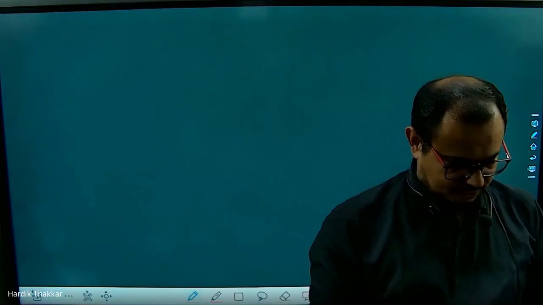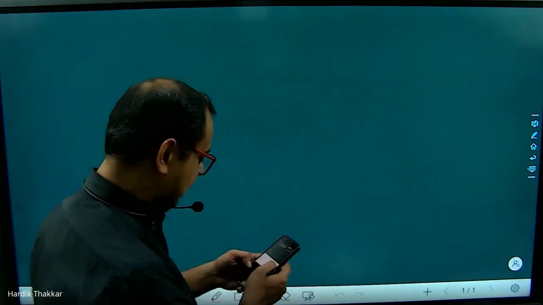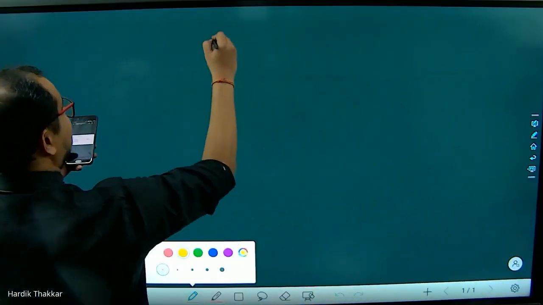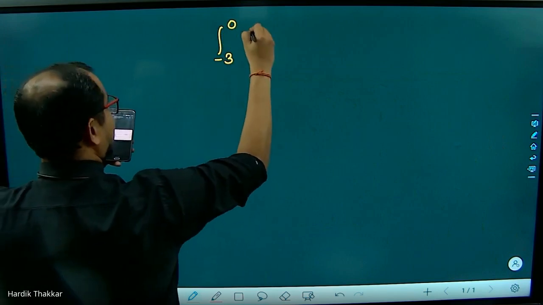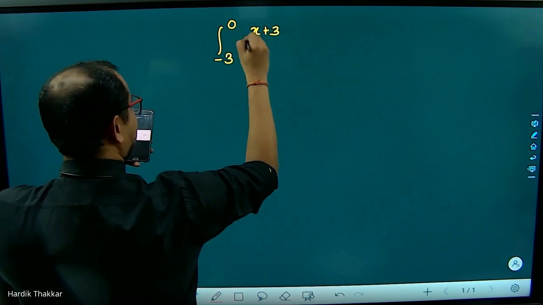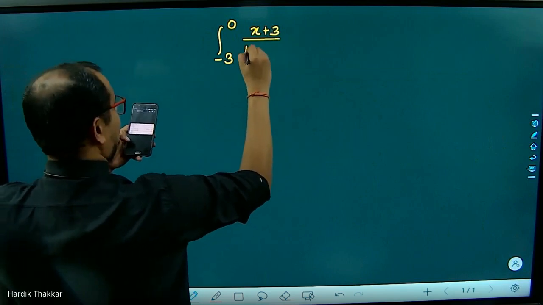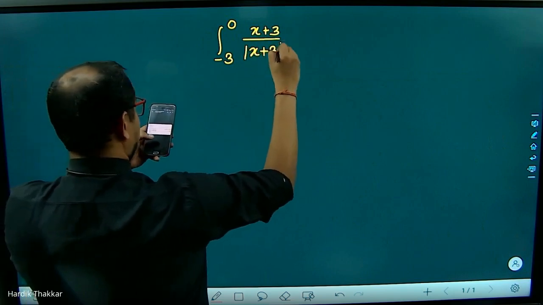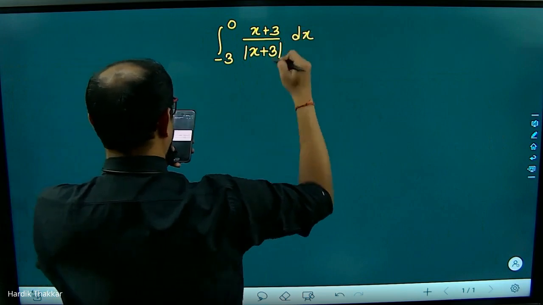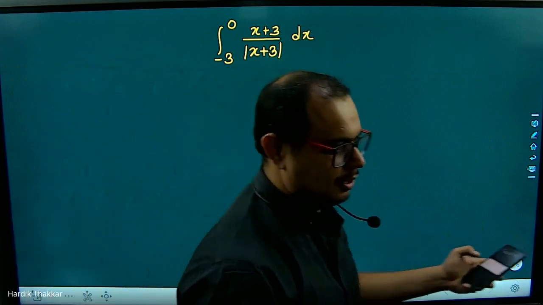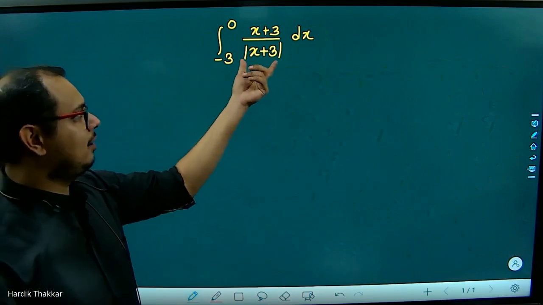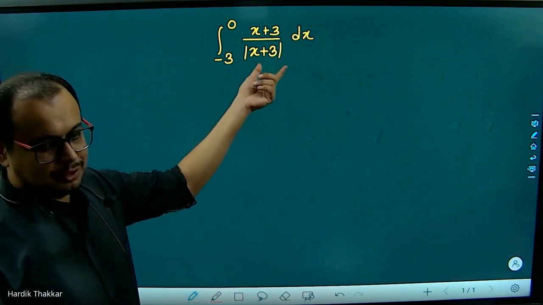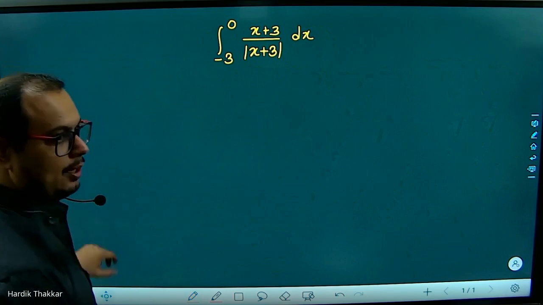Okay. So if the integral is like this, integration from -3 to 0, it is x plus 3 divided by mod x plus 3 dx. It is like that, and we have to integrate. So the only problem is how we can solve these type of function, that is modulus function.